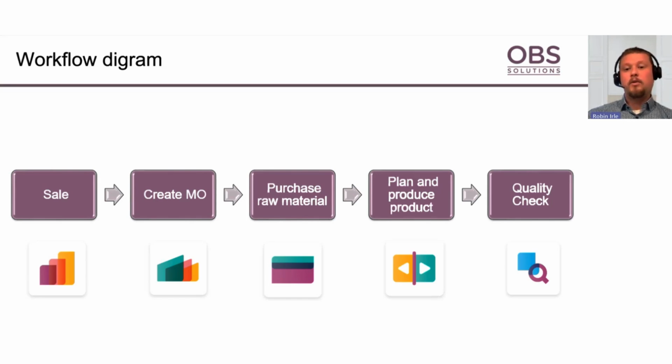Then sadly, we don't have those products or the raw material in stock yet, so we're going to end up needing to purchase those as well. As soon as we have the products, we can already start planning and then produce the product. And finally, to assure the high standard which we promise to our customer, we're going to have a quality check just to make sure that everything is as promised to the customer.